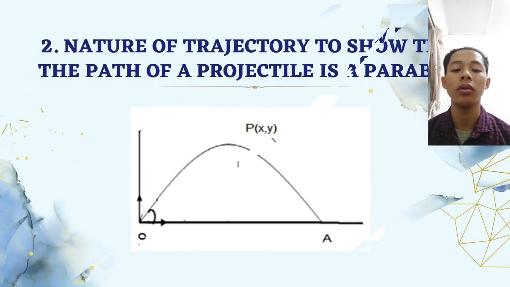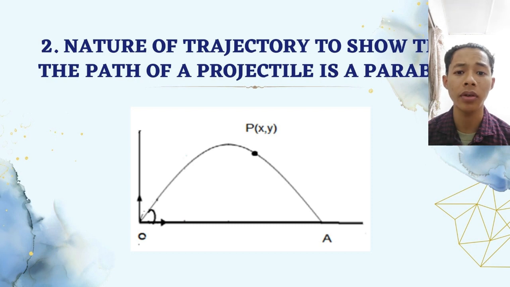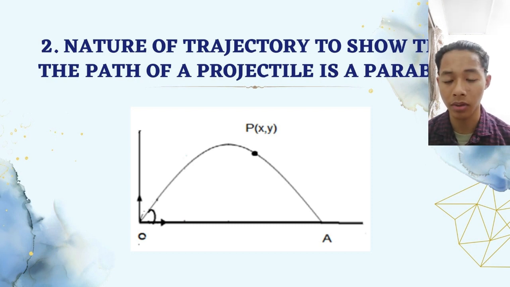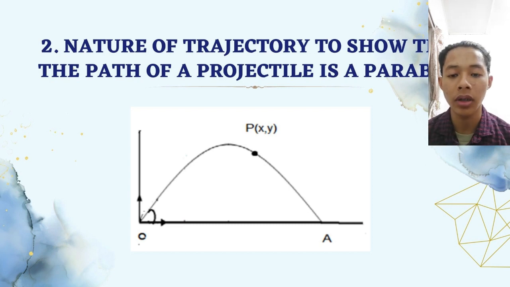Moving on to nature of trajectory. We find that the path of the projectile is a parabola by analyzing the equation of motion and principles of projectile motion. We can determine the range, maximum height, time of flight, and other relevant characteristics of the trajectory.